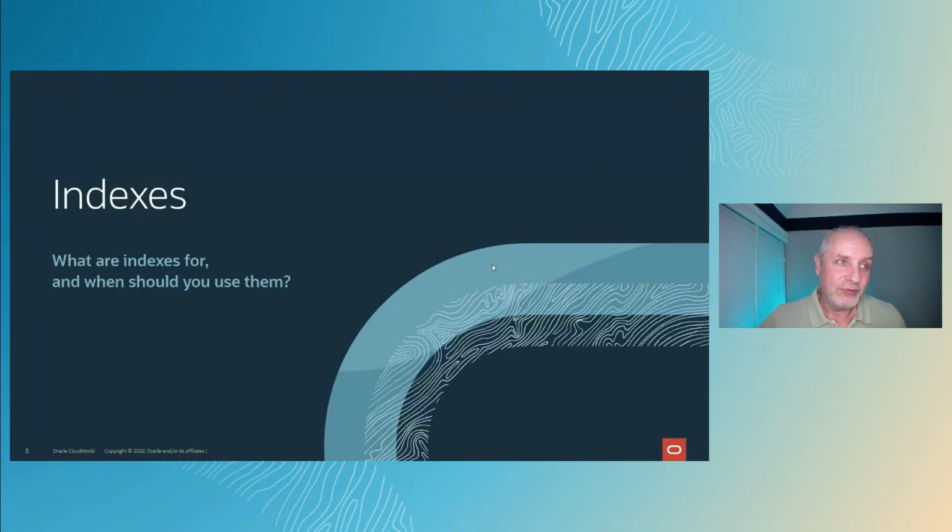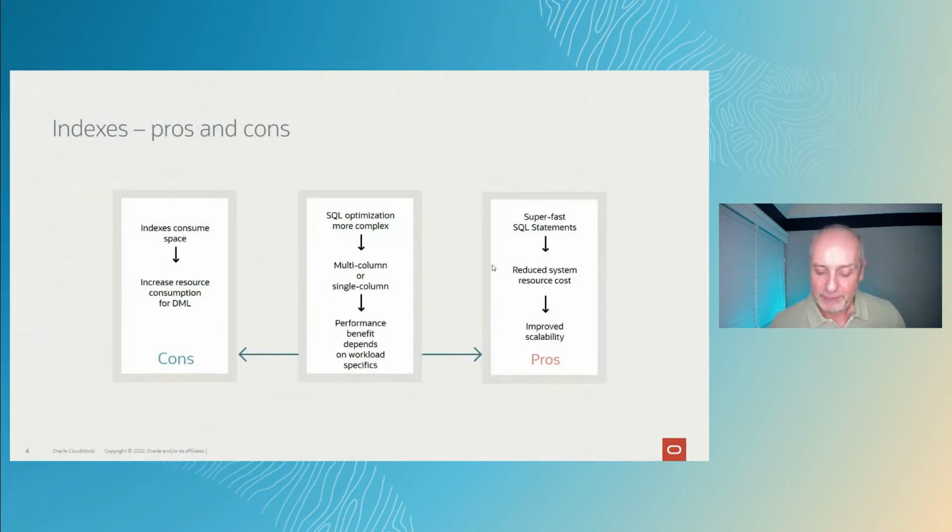So what are indexes for, and when should you use them? I came up with this little spectrum, if you like, the pros and cons of indexing. And I think the thing that would probably spring to mind is that indexes give you super fast SQL statements. That's one of the fundamentals of what indexes are for, and it's what we tend to think about when we create an index. How can we make a SQL statement faster?